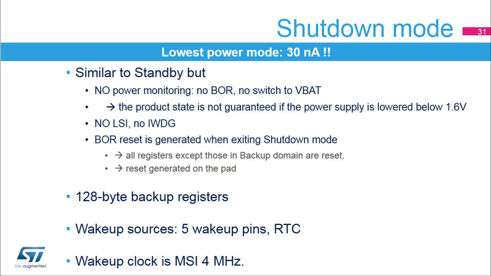A brownout reset is generated when the device exits shutdown mode. All registers are reset except those in the backup domain, and a reset signal is generated on the pad. The 128-byte backup registers are retained in shutdown mode. The wake-up sources are the 5 wake-up pins and the RTC. When exiting shutdown mode, the wake-up clock is MSI at 4 MHz.